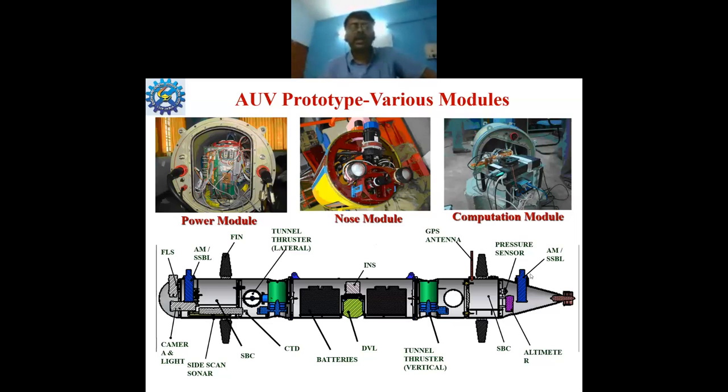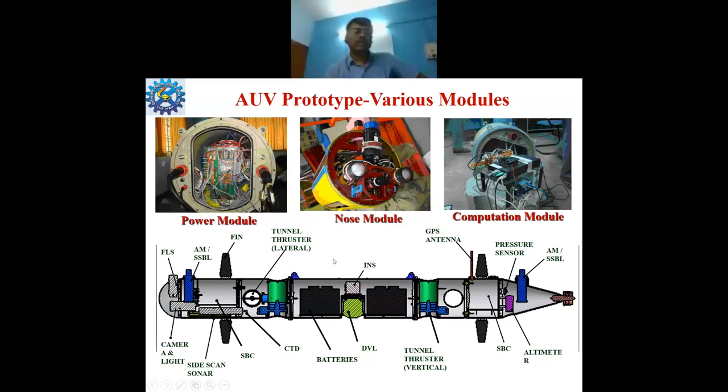As we know, INS consists of accelerometer and gyroscope. The rate of propagation of error for this kind of inertial sensor is very high. That's why we need some absolute positioning sensors. So acoustic positioning will help to get the absolute position when the vehicle is operating underwater, and when the vehicle is on the surface, the GPS will help to get the absolute position.